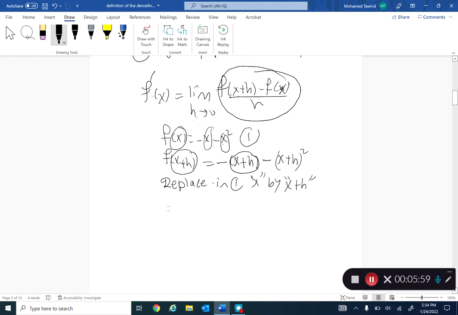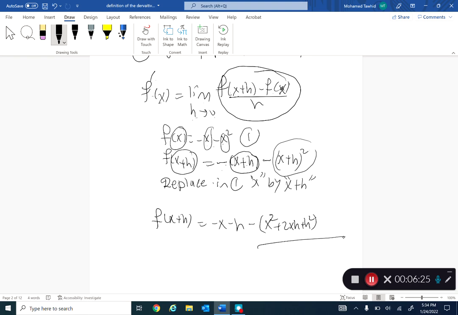All right. So now I need to simplify f of x plus h here. Negative multiplied by x, you get negative x. Negative multiplied by h, you get negative h. Here you have x plus h squared. What is that? It's a bracket multiplied by itself twice. So if I open the bracket, x plus h squared will be x squared plus 2xh plus h squared.